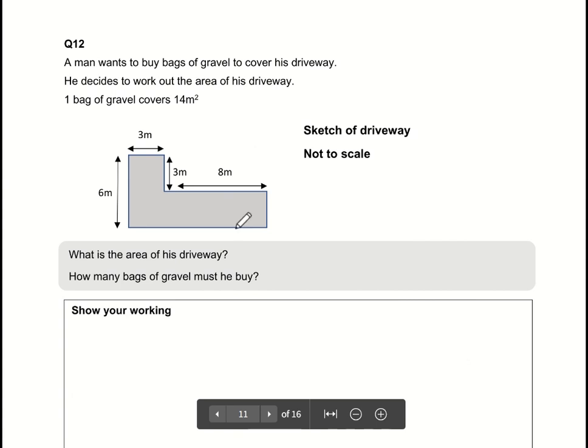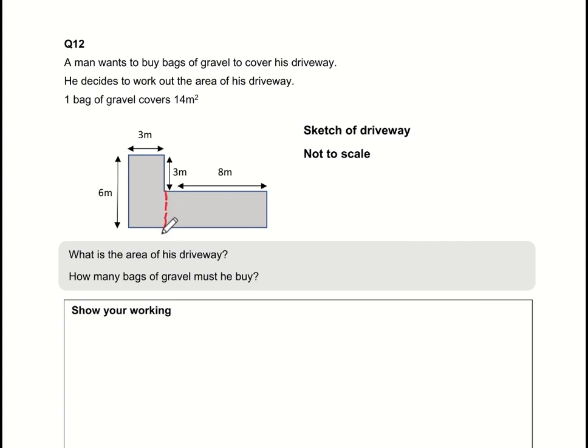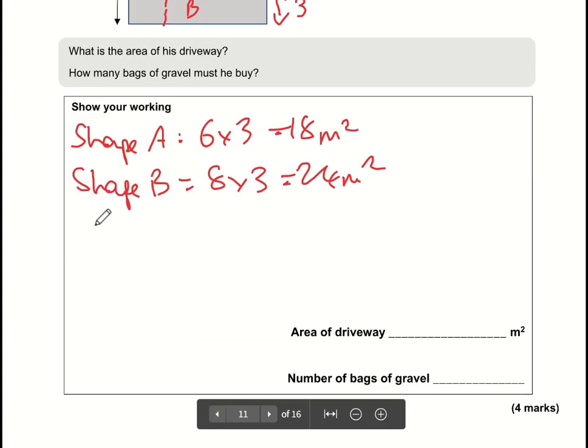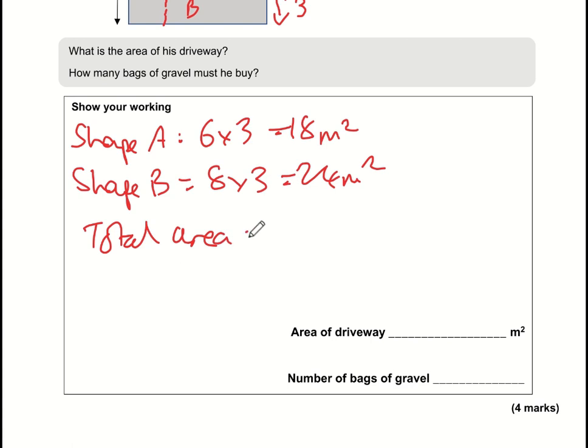Question 12, we just need to work out the area here, so we're going to turn this into two rectangles. This is 6 times by 3, we'll call this shape A, shape B. So shape A, the area is 6 times by 3, which is 18 meters squared, and for shape B, it's 8 multiplied by this height here. Well, the whole thing is 6, so if this is 3, then this must be 6 take away 3, so also 3. So that's 8 times 3, which is 24 square meters. So therefore the total area is 18 plus 24, which is 42 meters squared.